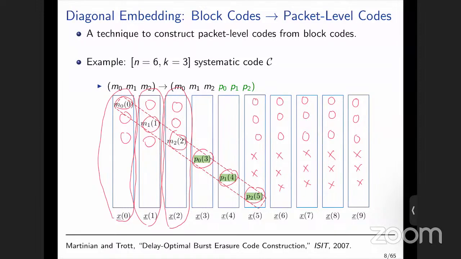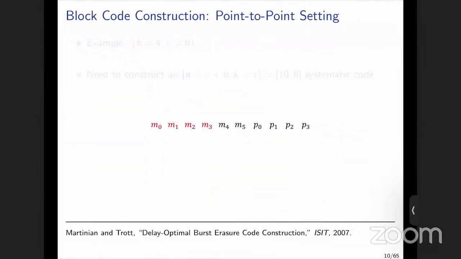Because for every 3 parity bits, you'll be taking 3 message bits, right? So it's going to be half in this case, for example. So now for the point-to-point case, let's look at an example.